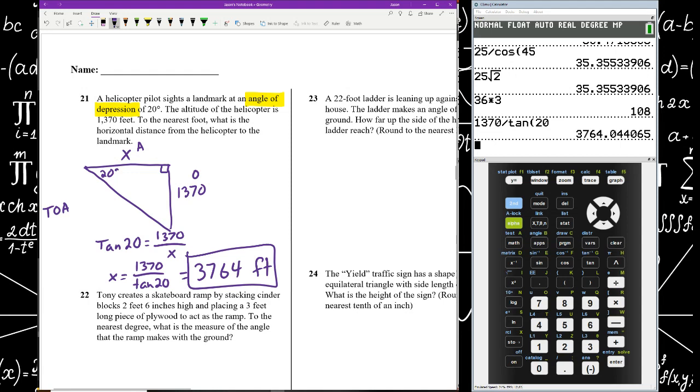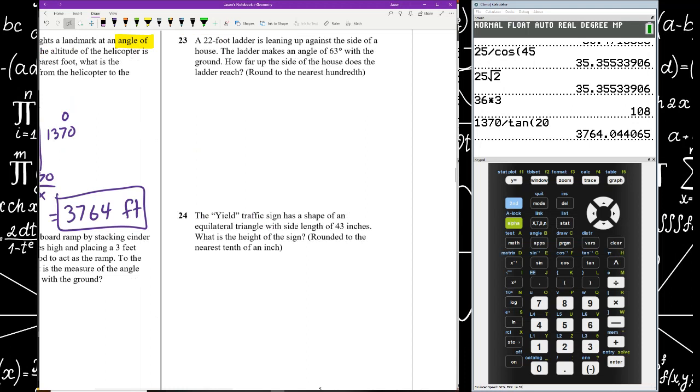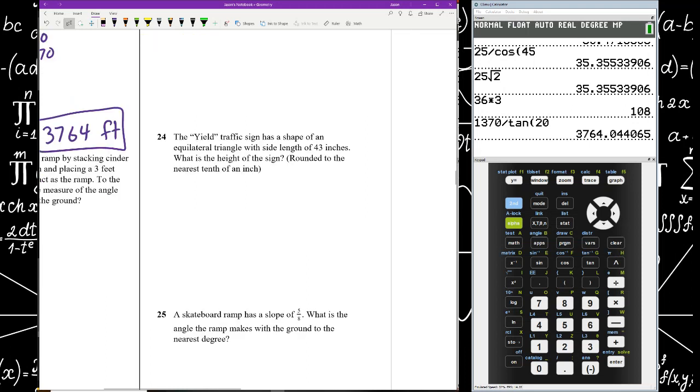All right, we're going to skip 22 and 23, and we're going to move straight to number 24. We've got a yield traffic sign. If you aren't familiar with this, it is an equilateral triangle upside down. Equilateral means that all the angles are 60. It says that the width of it is 43 inches. It wants to know the height though. So for the height, we're going to draw a line straight through the middle. Make that 90 degrees. Notice, we've got a 60, we've got a 90. That means that this other one is 30. So we've got 30, 60, 90 triangles.